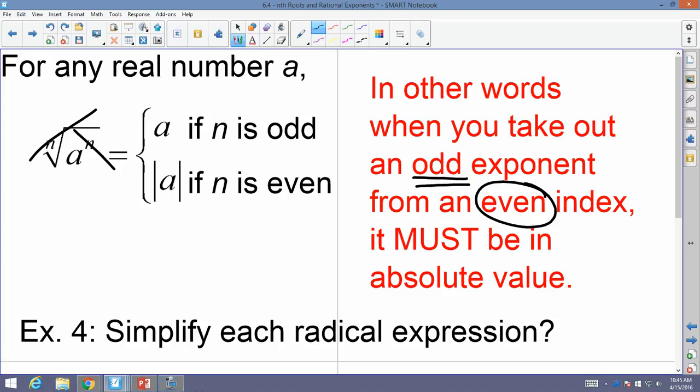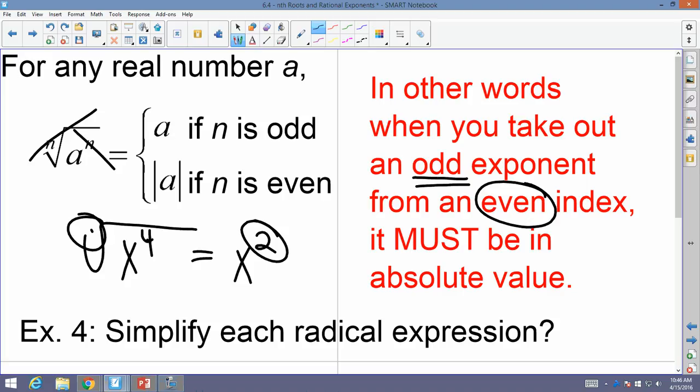For example, if I have the square root of x to the 4th power, okay? This is a square root, right? Invisible 2. Do you guys remember, from a while ago, how do we simplify variables inside of the radical? Good. You divide by the index. How many times does 2 go into 4, guys? 2 times. So x squared, right? Okay, nice and easy. What if there's no problem? I pulled out an even exponent from an even root.